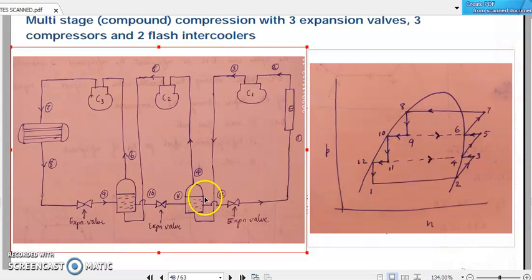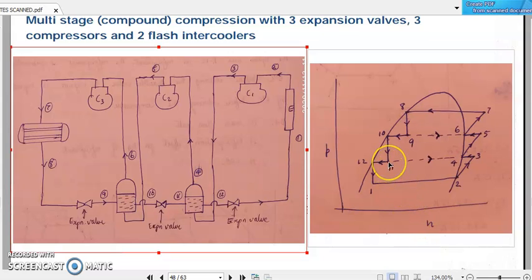Again at point 11 some flash gas removal is happening, and whatever vapor form of the refrigerant is removed is admitted to the nearest possible compressor, that is point 2, sorry, that is the C2. The entry point of compressor 2 is represented as point 4. That is why the dotted line from 11 to 4 represents the flash gas removal from the second level of intercooler, or the flash gas intercooler.